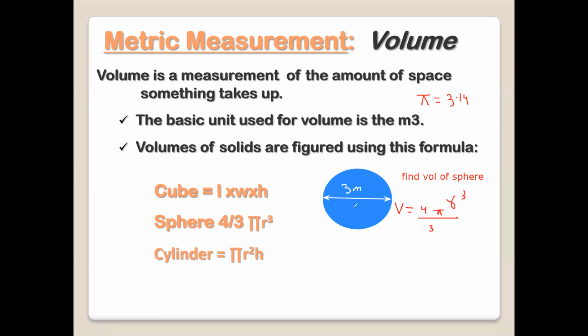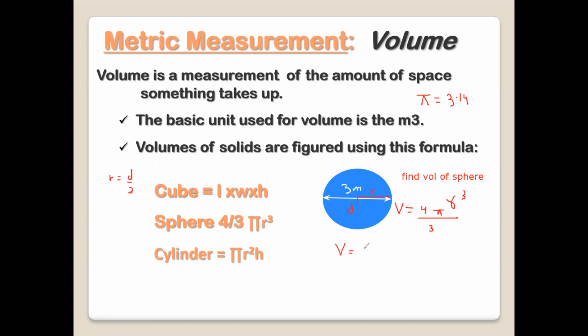In this question, you have a diameter. So if the diameter is 3, what will be the radius? Radius is half of the diameter, so diameter divided by 2 gives you the radius. If the diameter is 3 meters, then the radius will be 1.5, because half of the diameter is simply known as the radius. And you'll substitute in the formula.